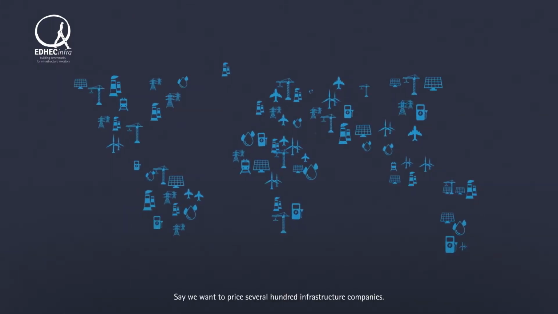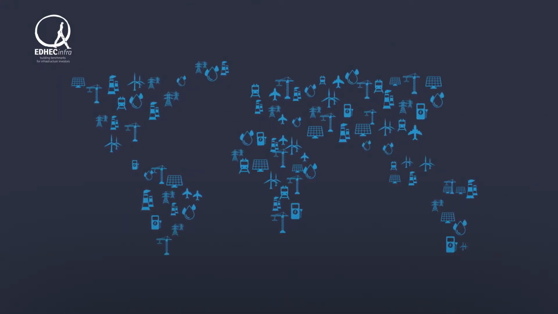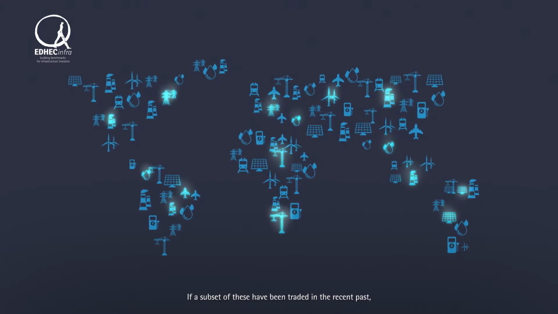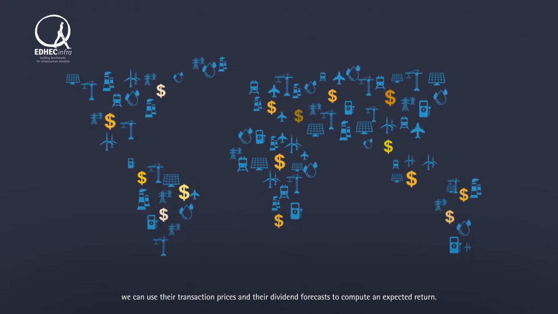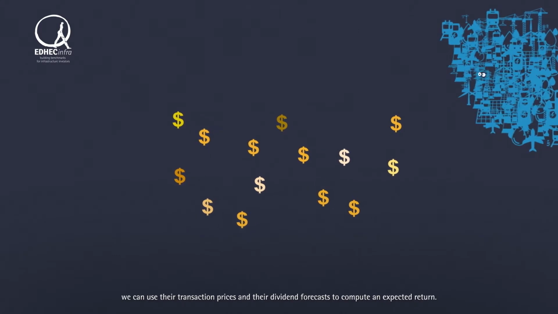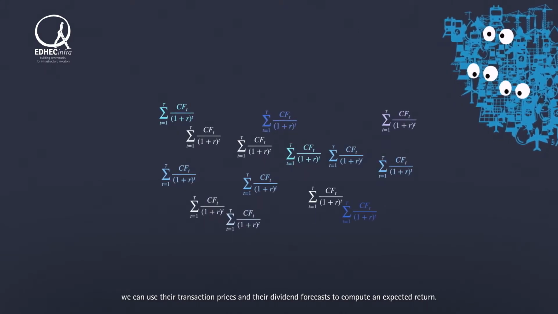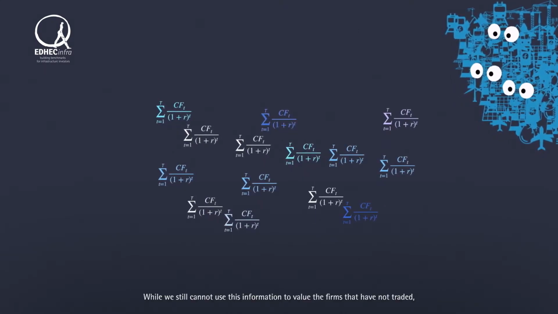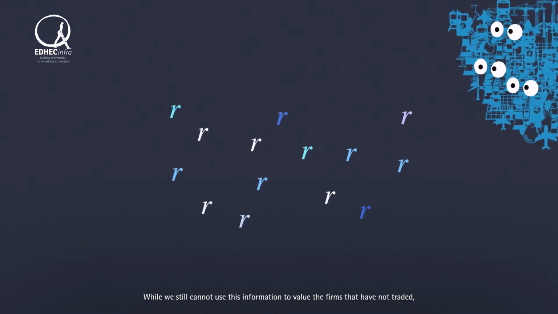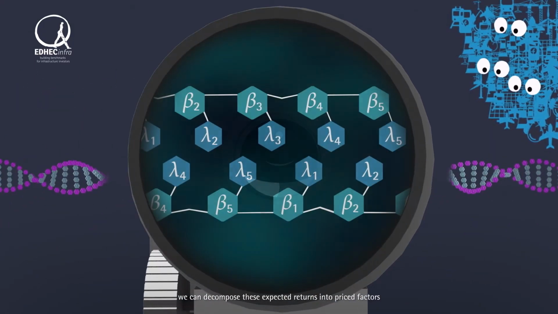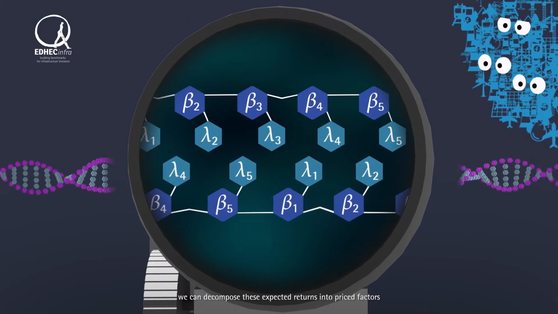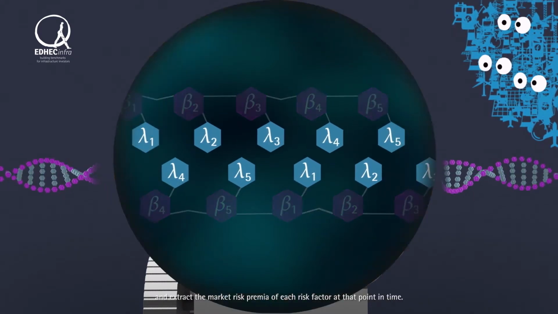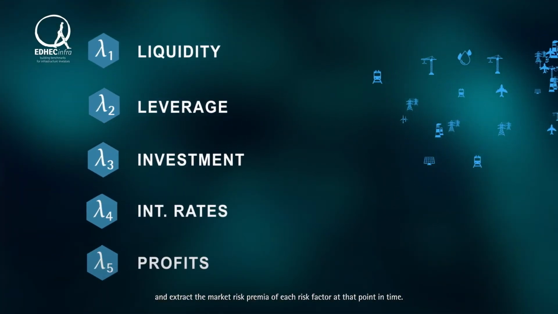Say we want to price several hundred infrastructure companies. If a subset of these have been traded in the recent past, we can use their transaction prices and their dividend forecasts to compute an expected return. While we still cannot use this information to value the firms that have not traded, we can decompose these expected returns into priced factors and extract the market risk premia of each risk factor at that point in time.